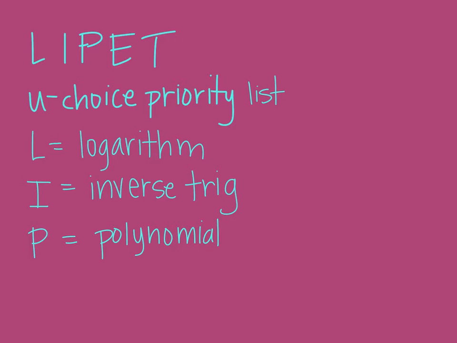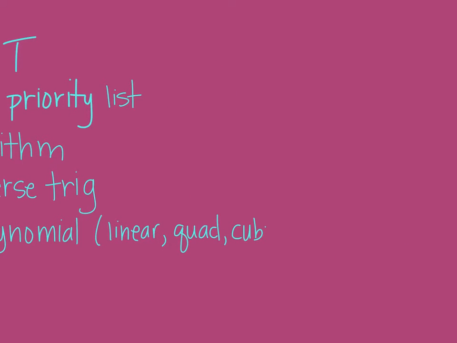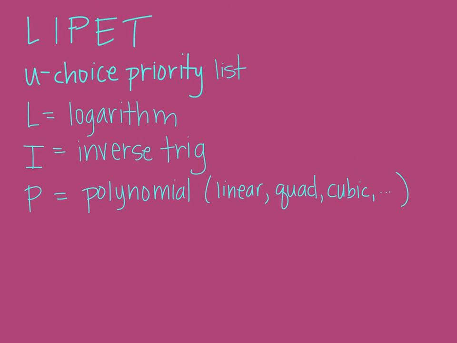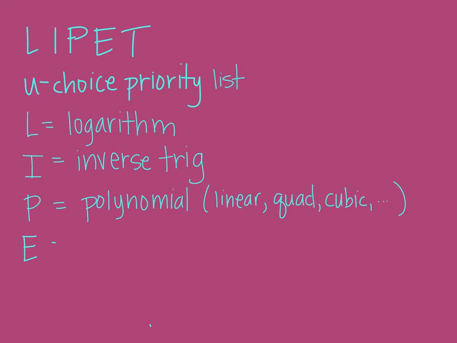If you didn't have one of the first two, polynomial could be linear, it could be quadratic, it could be cubic, any of those. Okay, E, what do you think E stands for? Yes, exponential. That would be your fourth choice. T, there's only really one other category of function we haven't dealt with, trig. That would be your absolute last choice.